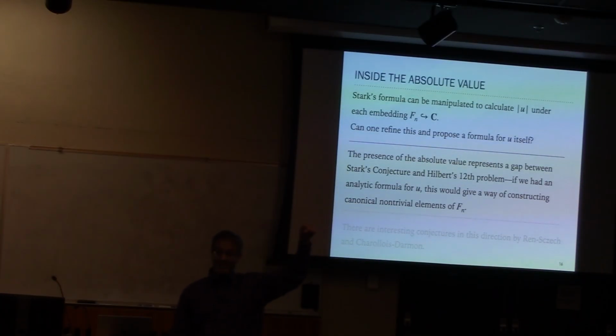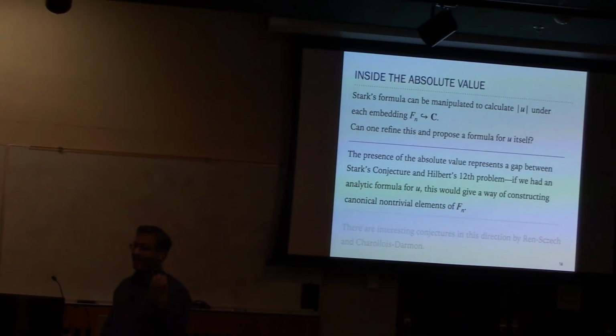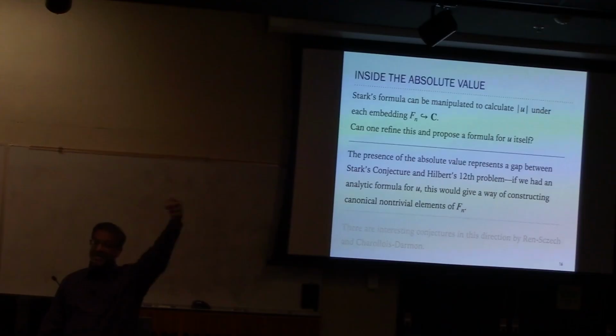This u lives in the extension field Fn, and that's the thing that we don't know how to construct. And that was really one of Stark's motivations. It's like, we don't know how to construct these extension fields, but I'm telling you via some conjecture that there's a really special element up there called u.